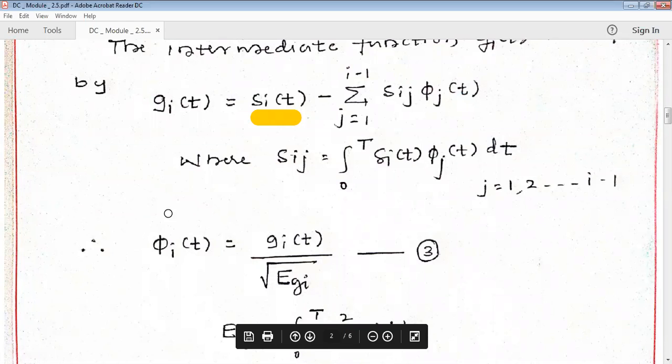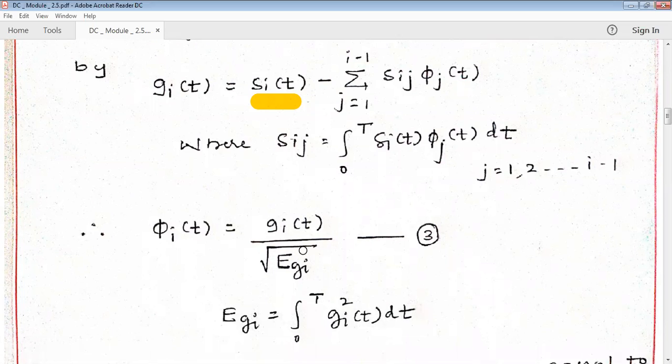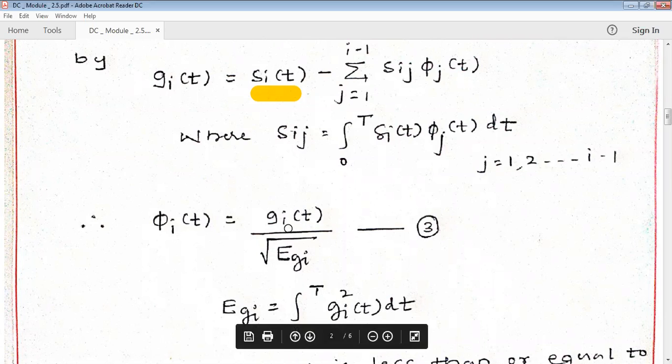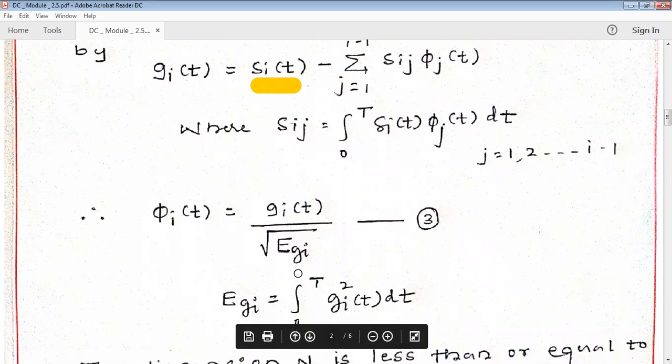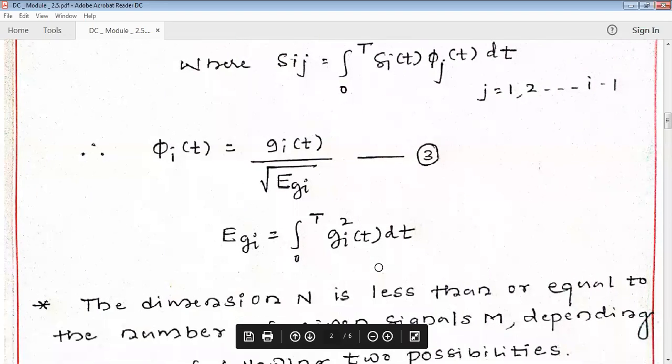So the formula to find the ith basis function phi_i of t is equal to g_i of t, that is the ith intermediate function, divided by the square root of its energy, and the energy of g_i of t is given by E_gi, which is calculated as the integral of the squared ith intermediate function over 0 to T with respect to time dt.